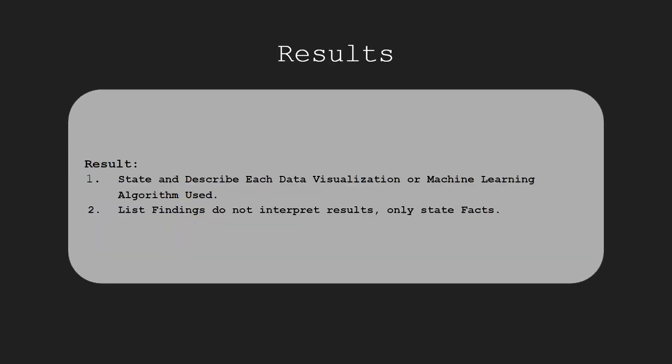So the results are basically going to be all of the data visualizations or the machine learning algorithms you used, all of the output of it. What did the algorithm actually end up doing, or what does the data visualization show? For matplotlib, if it made a line graph or a bar graph or histogram chart, you would put this here, and you're simply listing the findings. You're not going to interpret any results. You're only stating the facts. You're just describing what happened in your report.